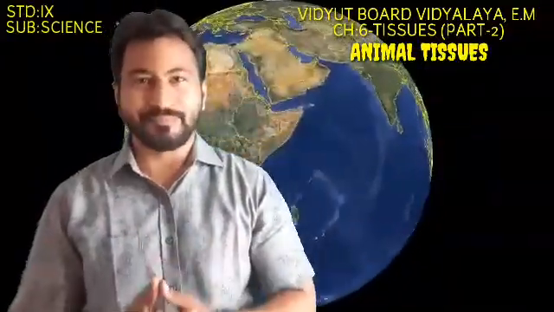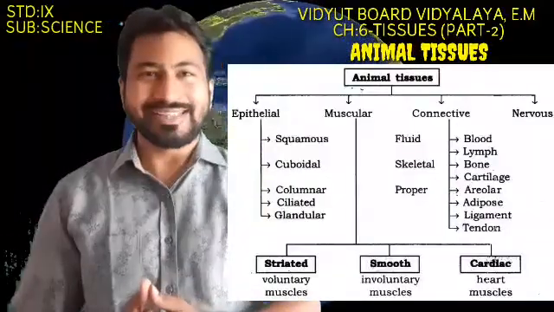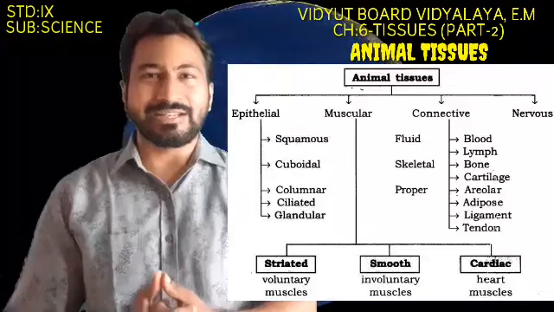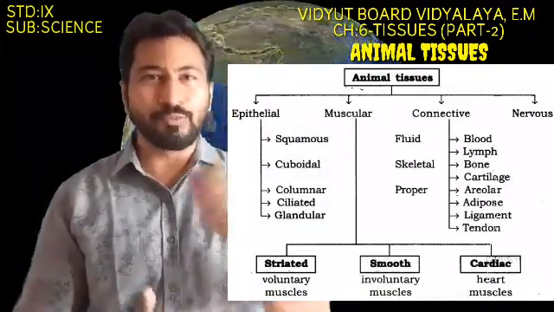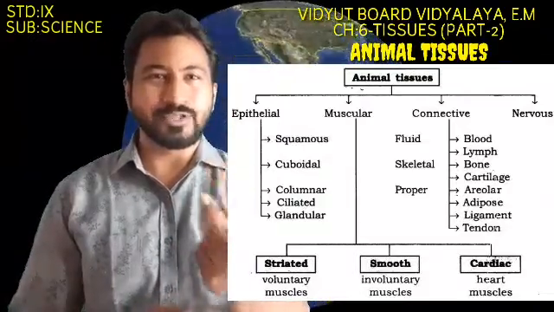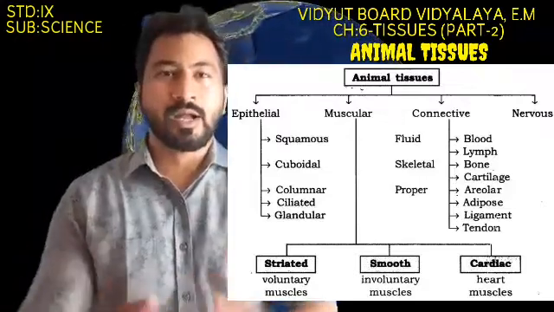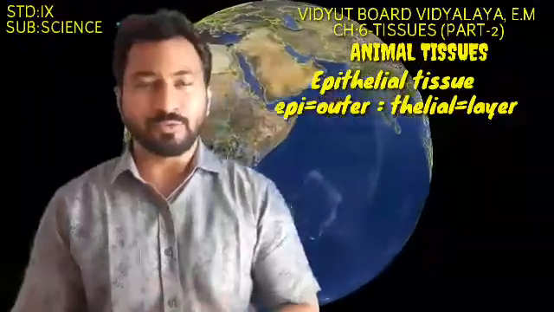So basically this is the classification of the entire animal tissues. If you observe the chart very carefully, the animal tissues are basically categorized into four basic types: the epithelial tissue, the connective tissue, the muscular tissue, and the nervous tissue. Well, focusing on the first one, that is the epithelial tissue.